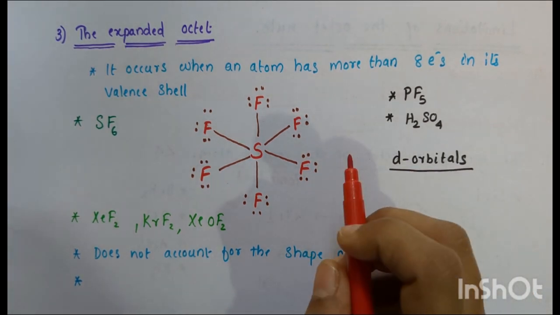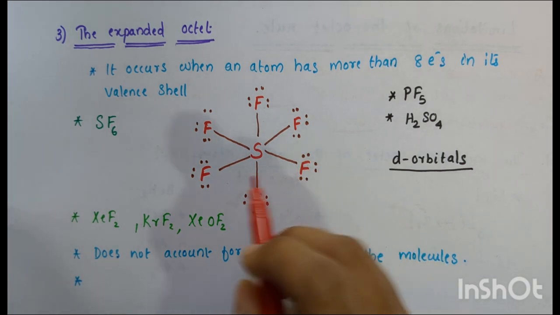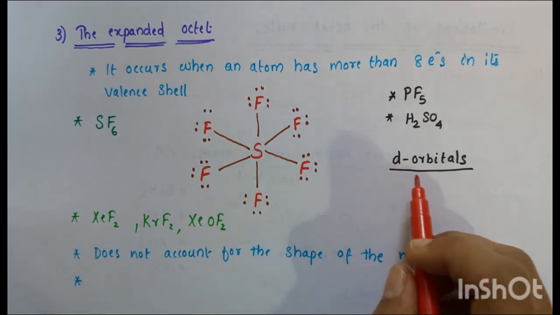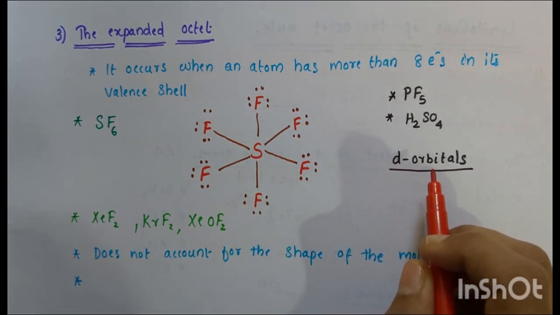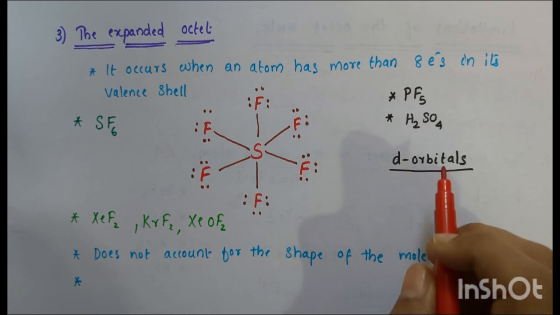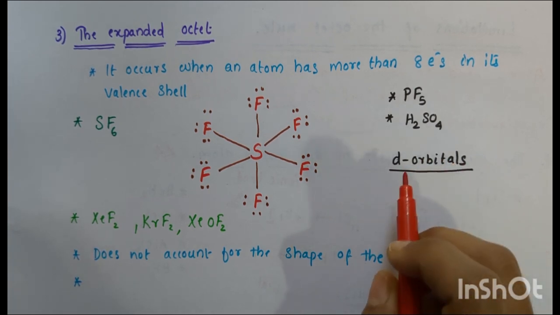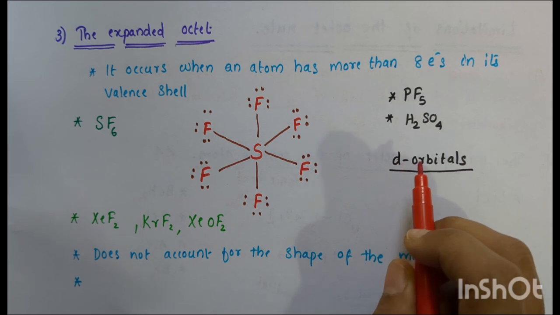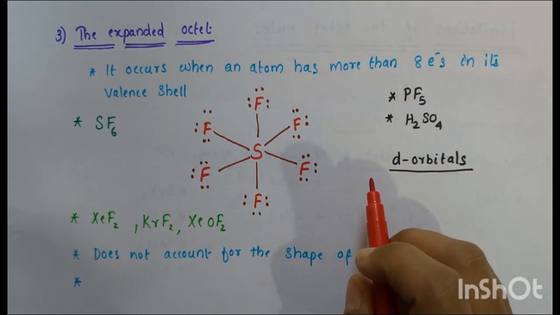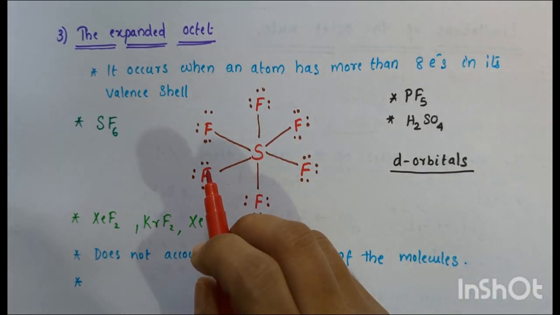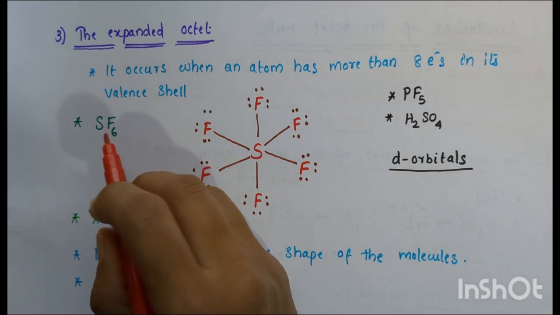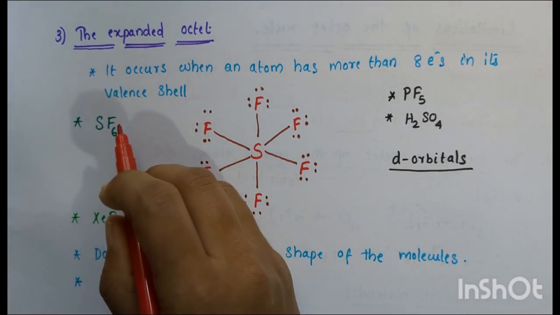See, in atoms with an expanded octet, the central atom can hold more than 8 electrons due to the available d orbitals, which allow additional bonding. This phenomenon is common in atoms like phosphorus, sulfur, chlorine, xenon, etc. Interestingly, sulfur forms many compounds in which the octet rule is obeyed as well. Now let us consider one example for the molecule which has expanded octet, that is SF6, sulfur hexafluoride.